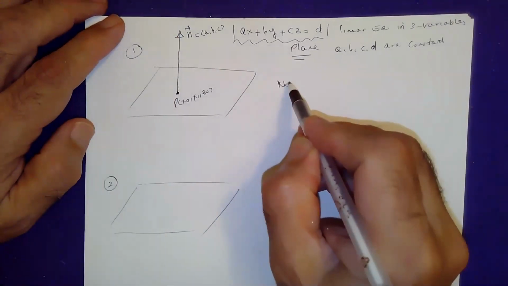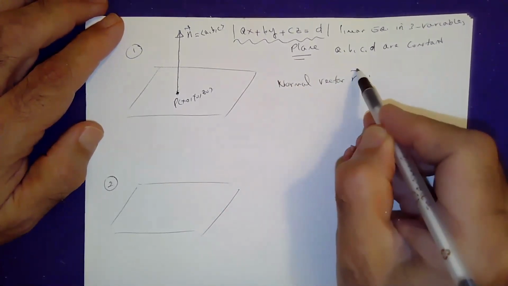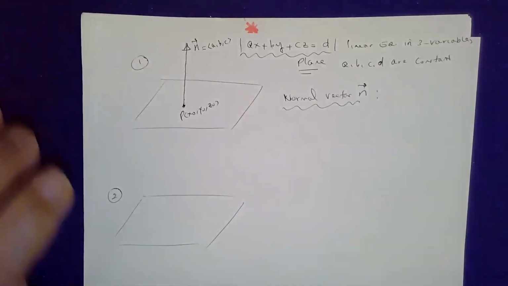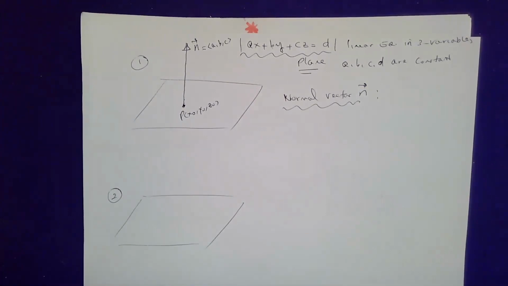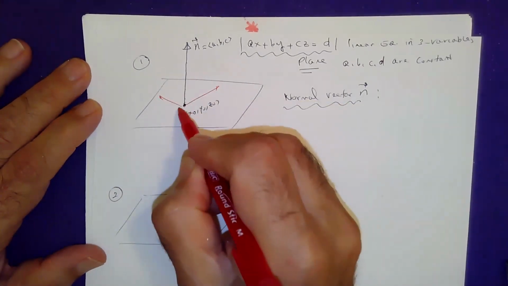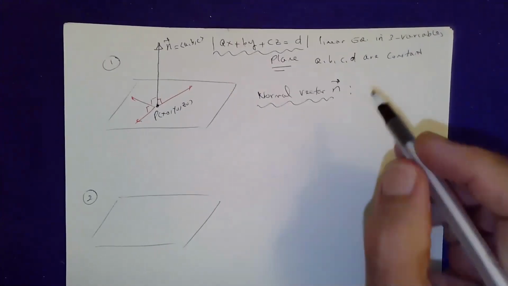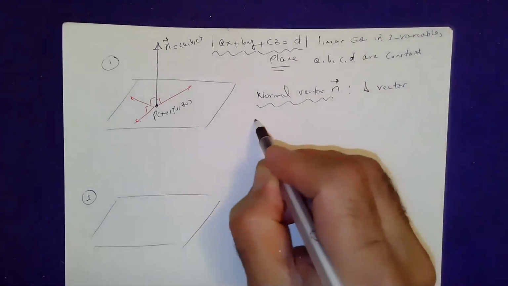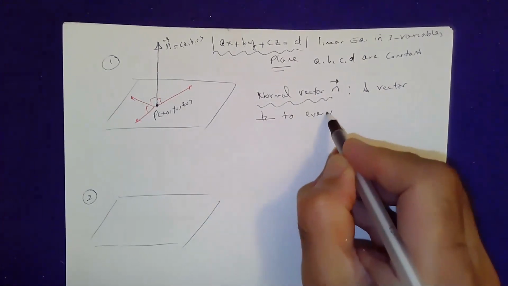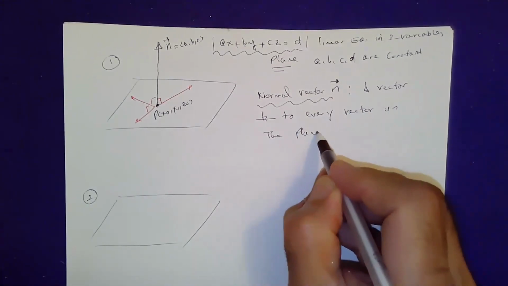What's the definition of a normal vector, which is denoted by lowercase n with an arrow on top? Does anyone know what the characteristic of a normal vector is? It's perpendicular to all vectors on the plane. Excellent. Every vector you draw, that guy is perpendicular to it. So that's the characteristic of a normal vector to a plane. So it's a vector perpendicular to every vector on the plane. That's why it's called normal.